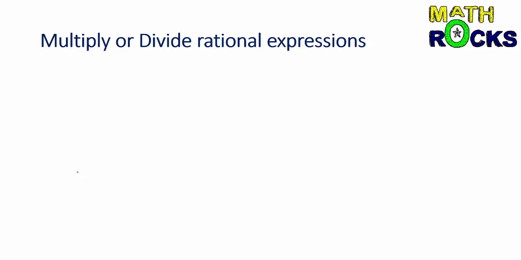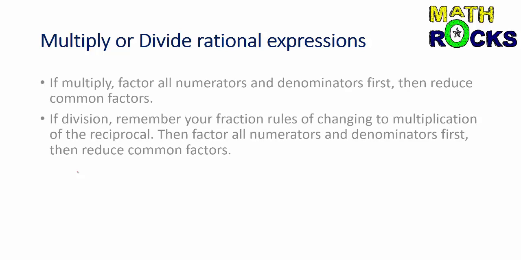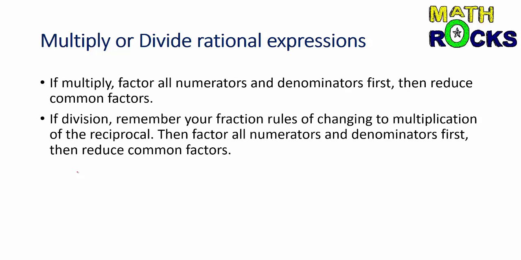In this lesson, we will learn how to multiply or divide rational expressions. If you're multiplying, you factor all the numerators and denominators first, then reduce the common factors. Do not multiply first before you factor. If you're given a division problem, remember your fraction rules of changing to multiplication of the reciprocal. Then factor all numerators and denominators first, then reduce common factors.